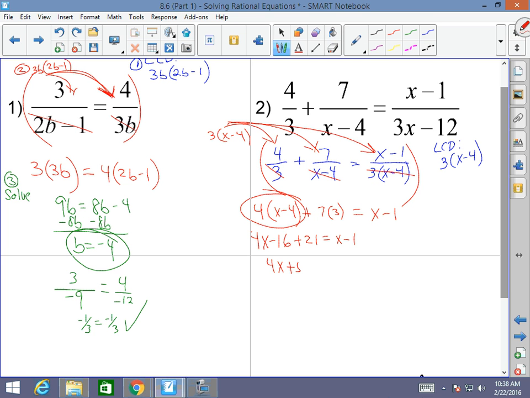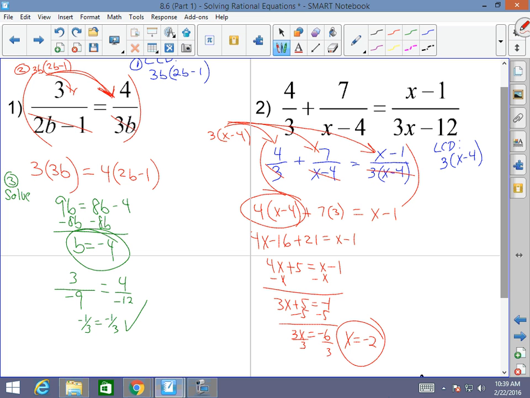4x plus 5 equals x minus 1. I'm going to subtract x to both sides. 3x plus 5 equals negative 1. Subtract 5 to both sides. 3x equals negative 6, divided by 3. X equals negative 2. I wish I could tell you we're done, but we're not.